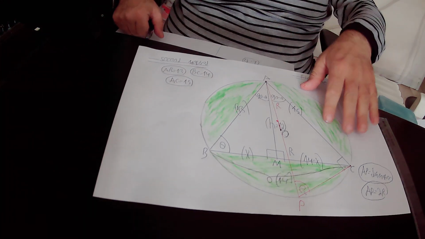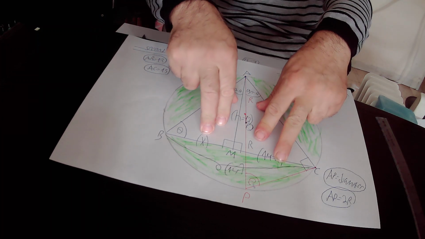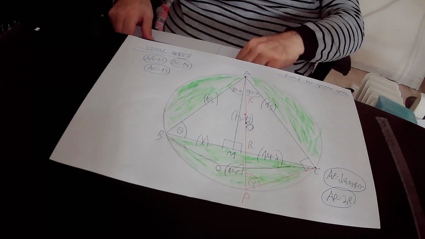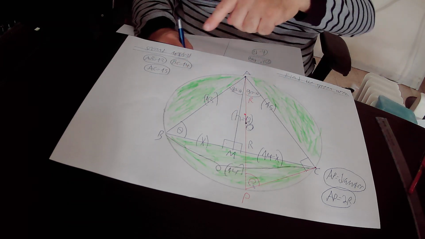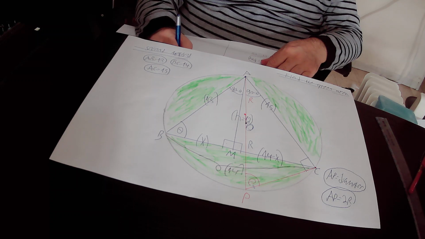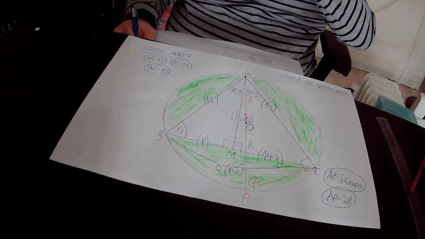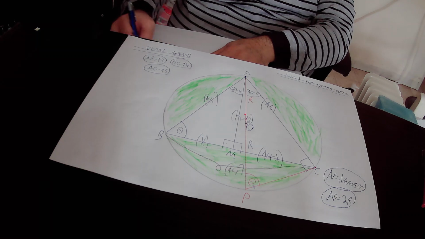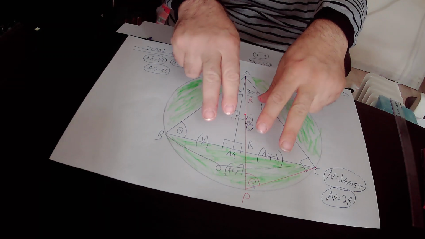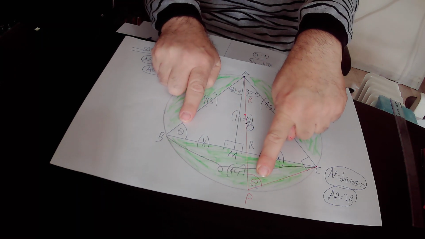In the next step, we will prove that the right triangle ABM is similar to the right triangle APC. We will prove that those two right triangles are similar to each other. So I'll write it down. The right triangle ABM is similar to the right triangle APC. So why are those two right triangles similar to each other? First of all, those two angles are both equal to theta, therefore they are equal to each other.